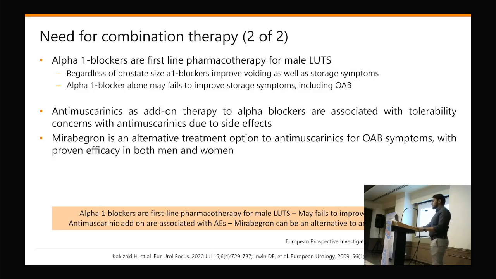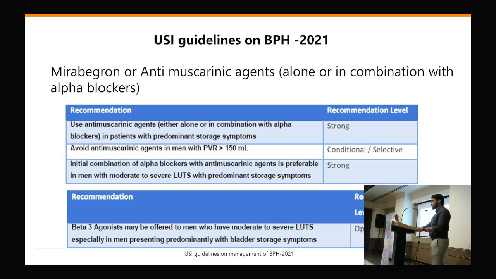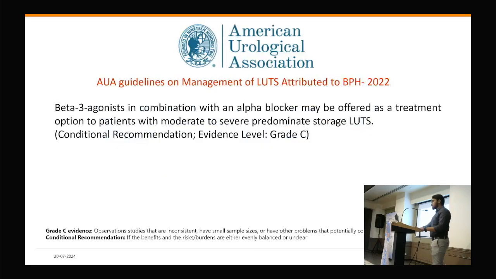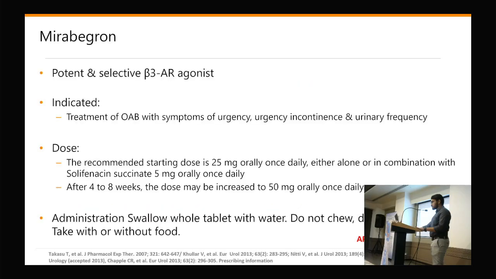But as antimuscarinic has its own side effects, mirabegron is an alternative option which has proven efficacy in both men and women. So USI guidelines in BPH 2021 have a strong recommendation of using antimuscarinic agents in combination with alpha blockers. But in patients where the post-void residue is more than 150 ml, the recommendation level is conditional or selective. Then EAU guidelines have a strong recommendation. Even the American Urological Association has strong recommendation with a grade C evidence.